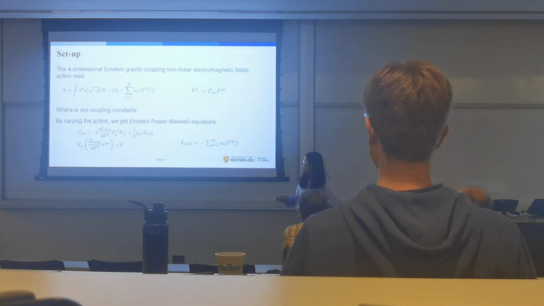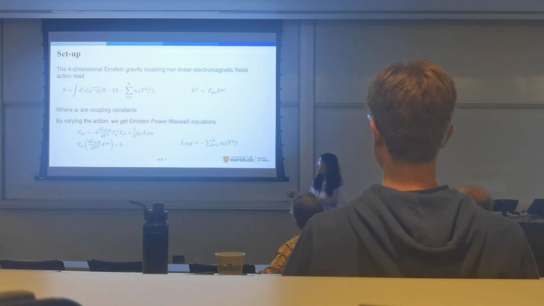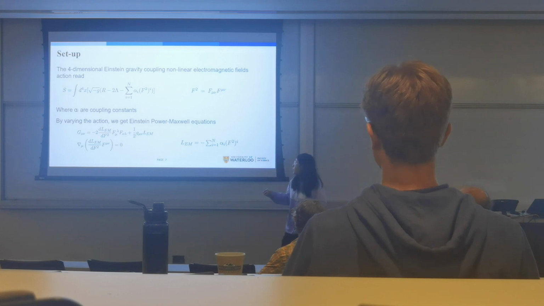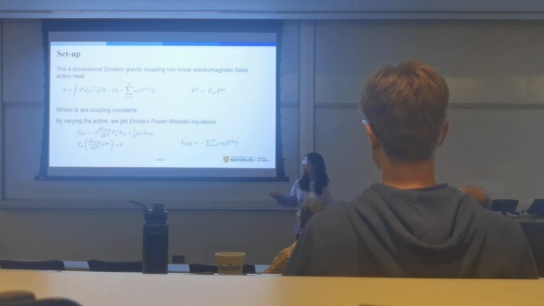So based on this paper, this is our setup. We consider four-dimensional Einstein gravity coupled to nonlinear electrodynamics. So the action of our theory is given by this expression. The first term is the Ricci scalar term, the Einstein-Hilbert action term, and the next term is the cosmological constant term, and the third term is the nonlinear electrodynamics term, where F mu nu is the electromagnetic field tensor, and the alphas are the coupling constants.